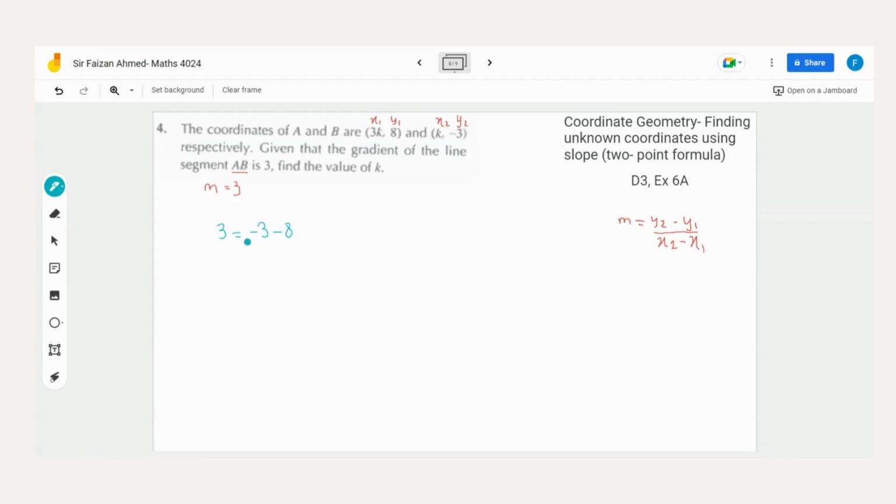Now I have to fill the denominator. In the denominator we have x2 minus x1, the value of x2. The value of x2 is k, so I will write k, and then comes the negative sign of the formula. And what is the value of x1? The value of x1 is 3k, so I will write 3k.